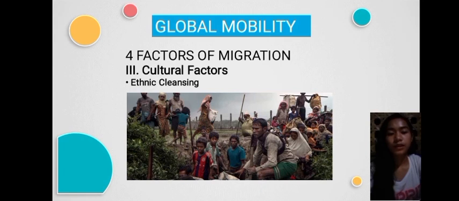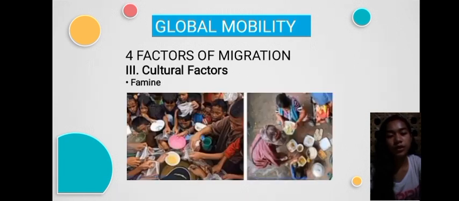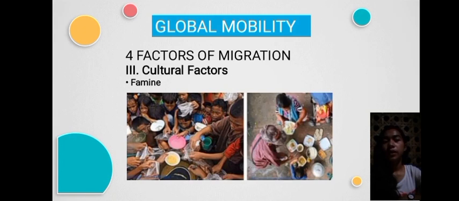The second one is ethnic cleansing. So this is the attempt to create ethnically homogeneous geographic areas through the deportation or forcible displacement of persons belonging to a particular ethnic group. So it sometimes involves the removal of all physical traces of the target group through the destruction of monuments, cemeteries, and houses of worship.